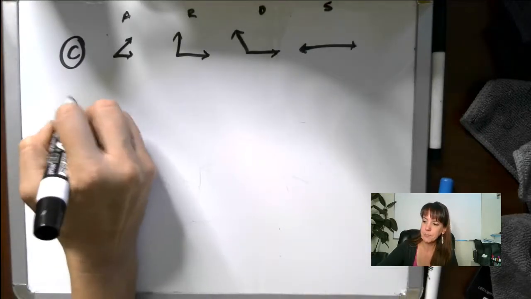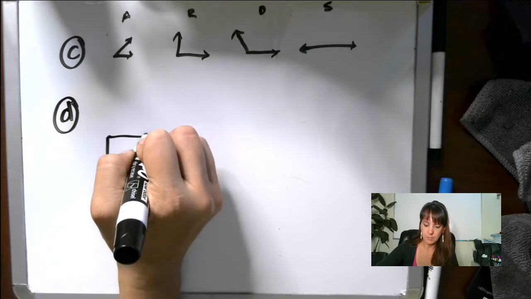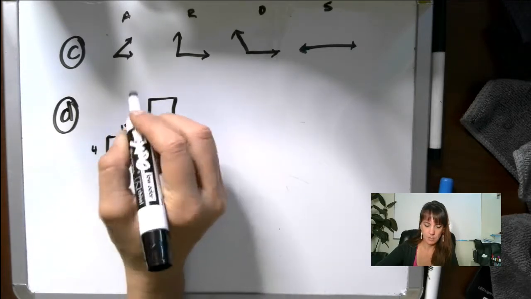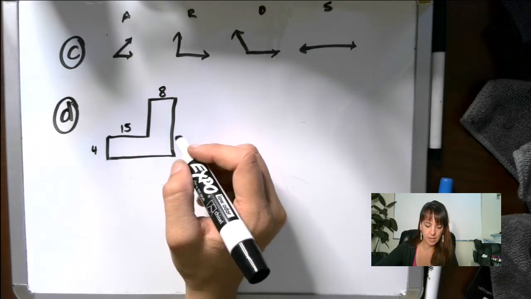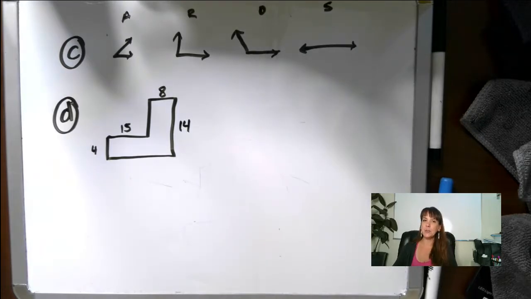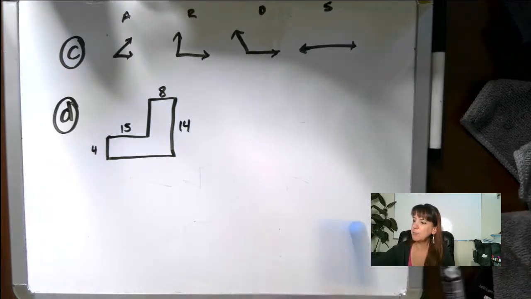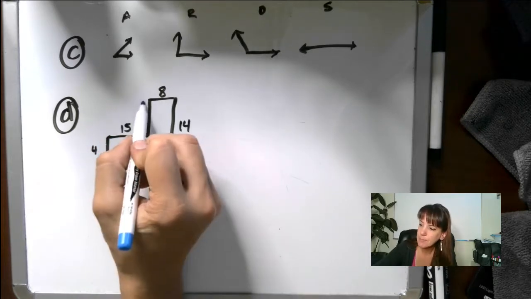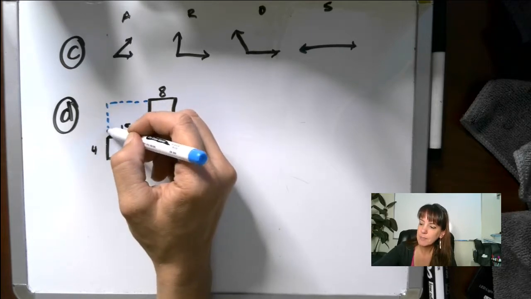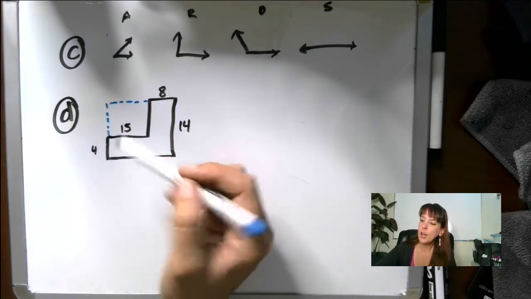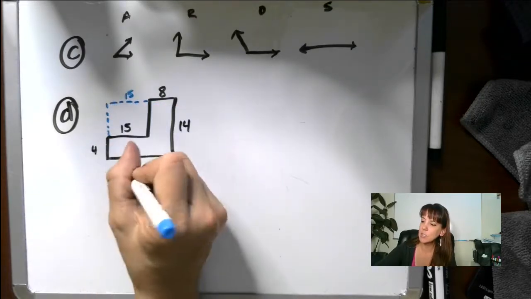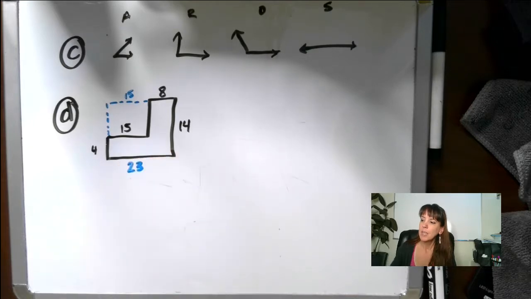All right, so for one more, D, we have 4, 15, 8, and 14. Now here, what we can do, let's pretend that I've taken this 15 and I've popped it out right up here. And we're going to take this guy and pop it out right here, right? So what we know is if I take that 15, it's going to be right up here, 15. 15 plus 8 is going to give us 23, right?